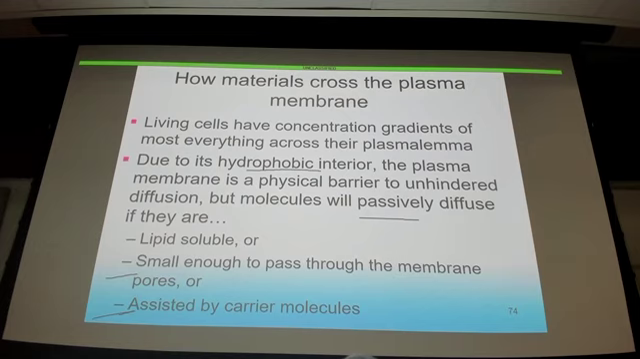Carrier molecules include a lot of different components. So it's either got to be lipid soluble, or so small that it can get through, like water. Water's special. We'll get a little bit into that, but water is its own special thing. And if not, we've got to have some other way to get it through there.